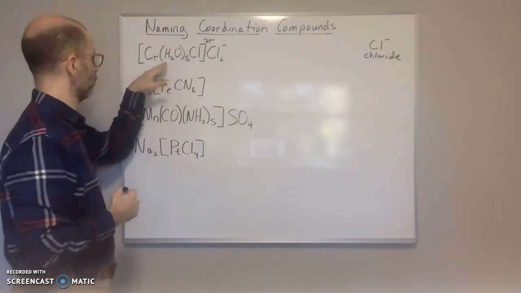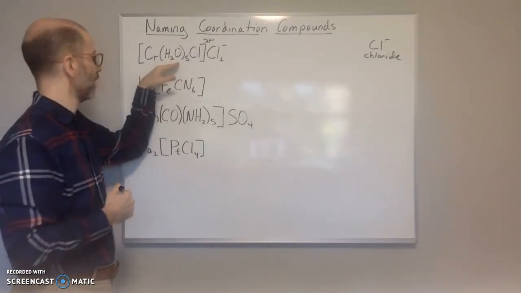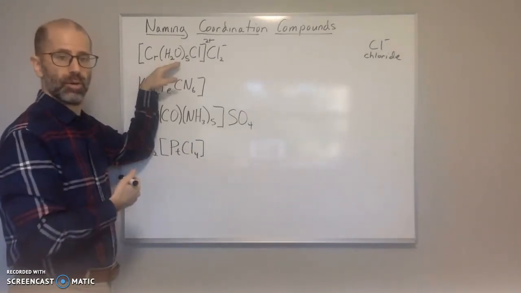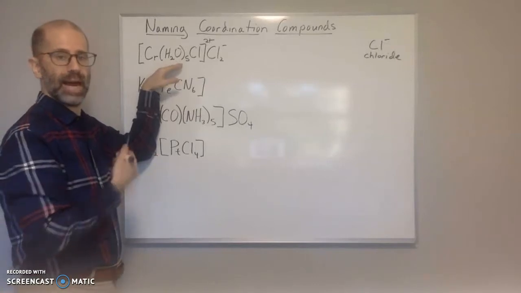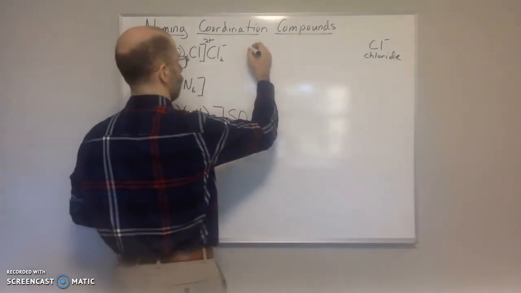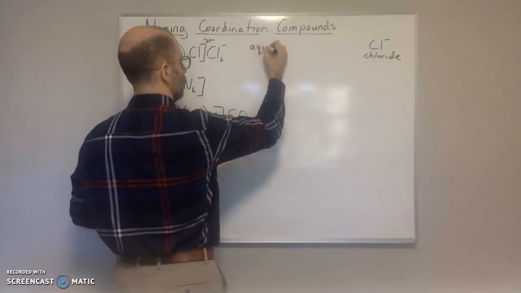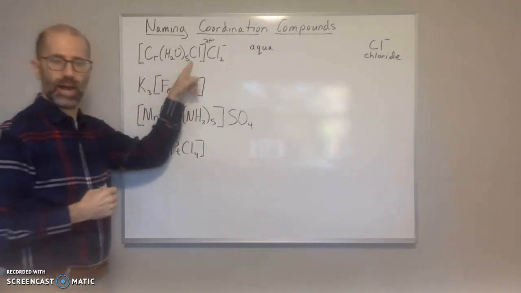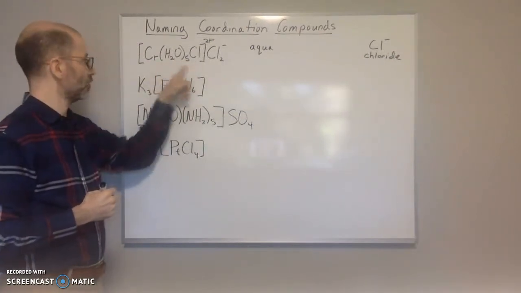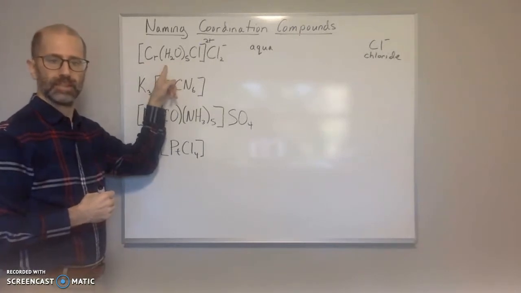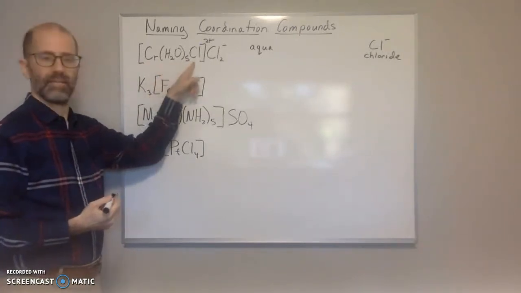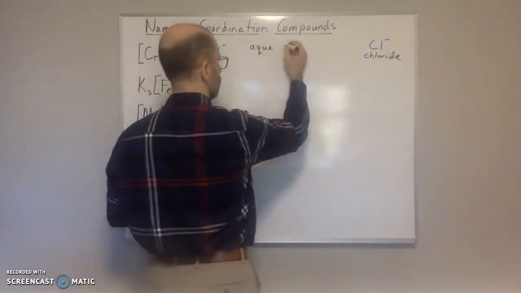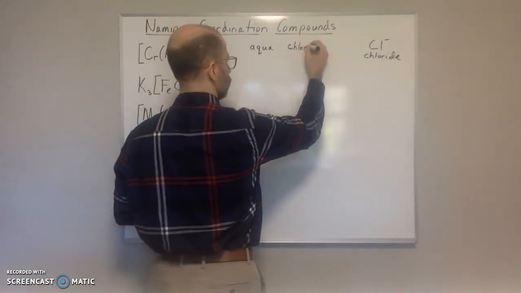The way you're going to do this is you need to name the ligands first. So for water, when that's a ligand in a coordination compound, we're going to call that aqua. And then we have chloride bonded here as part of our coordination complex, and we're going to give that the root chloro. So we have aqua and we have chloro.